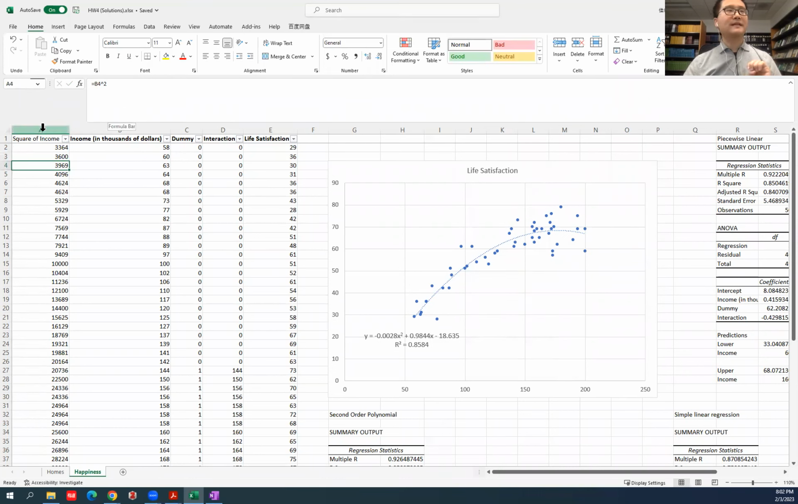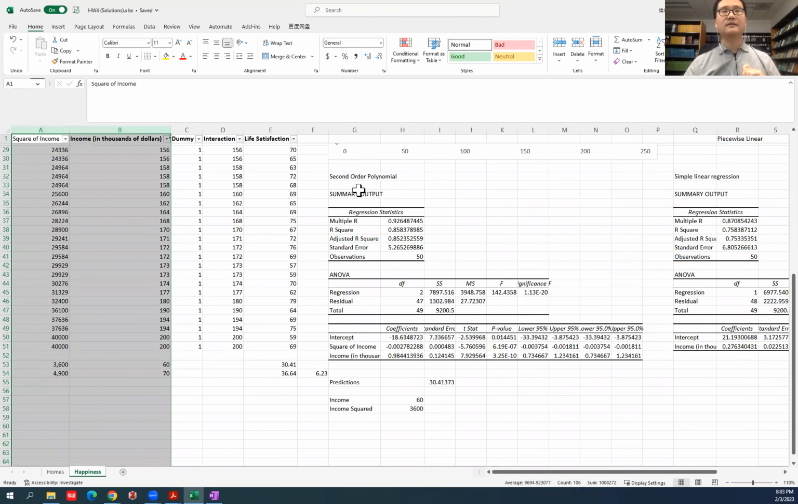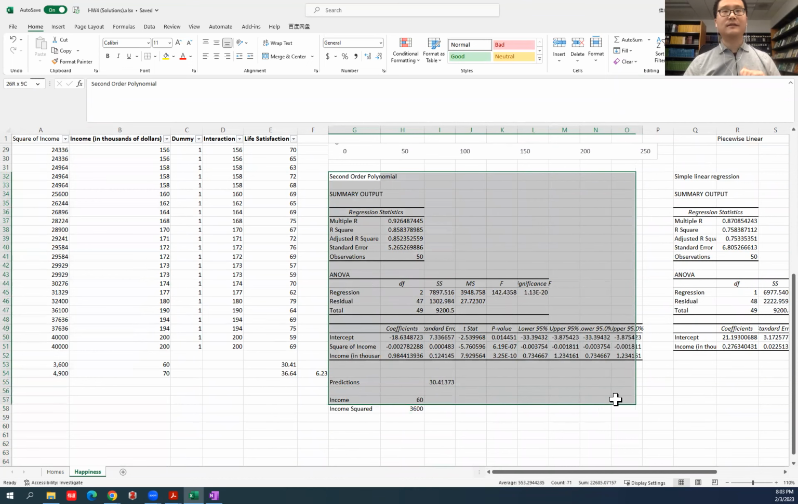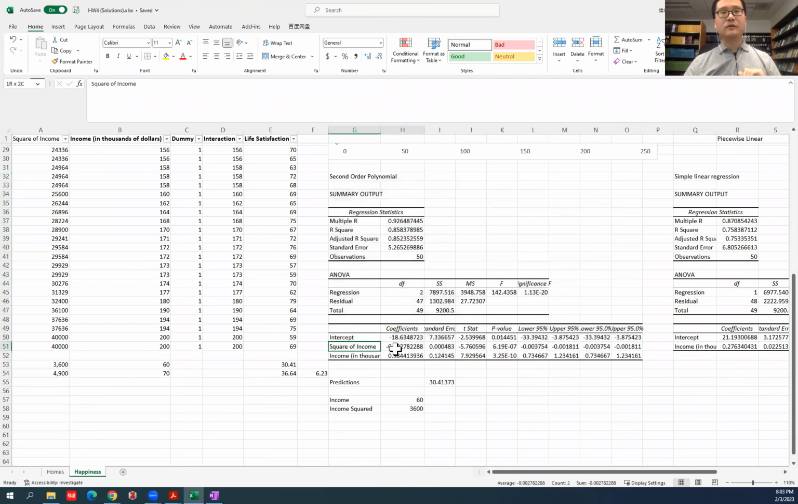Then with the generated square of income, we could build a model just like shown here. I call it a second order polynomial model. So that's where you see that the square of income as well as income were both included in the coefficient. And we have the estimated coefficient. Any questions in building a model with a squared term? All right. Now let's move on.